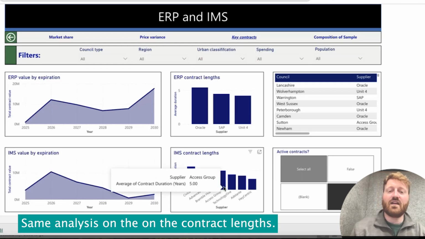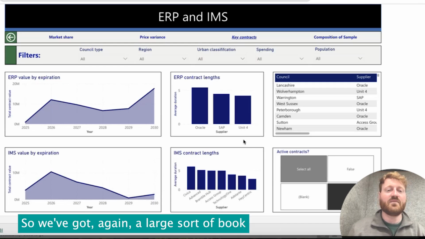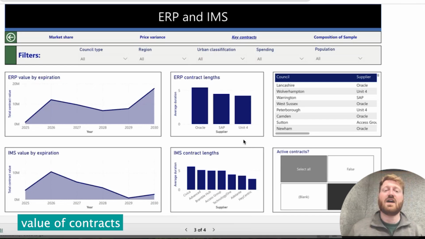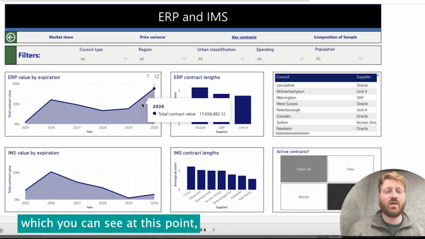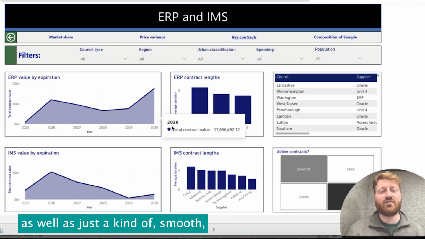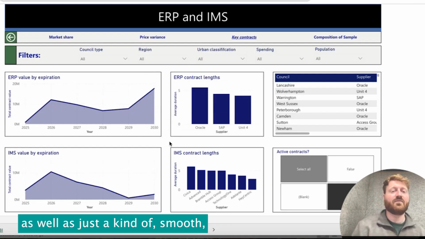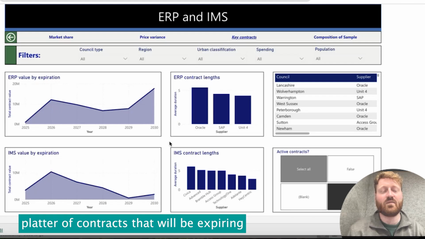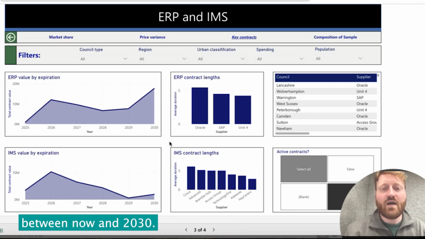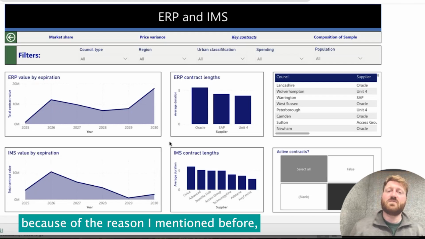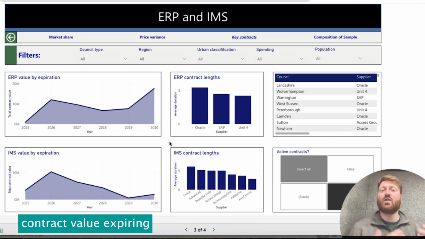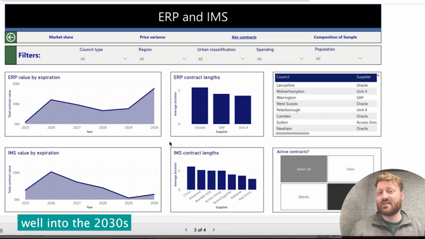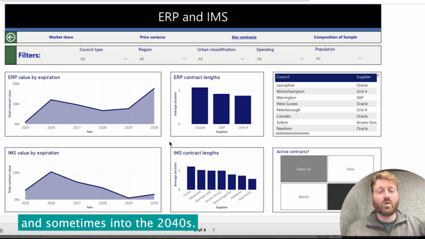Same analysis on the contract lengths. So we've got again a large sort of book value of contracts that are expiring into the 2030s, which you can see at this point, as well as just a kind of smooth plateau of contracts that will be expiring between now and 2030. We think this is important, first of all, because of the reason I mentioned before. It's important to understand that there's a large contract value expiring well into the 2030s and sometimes into the 2040s.